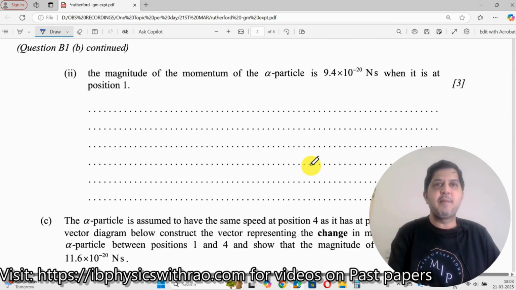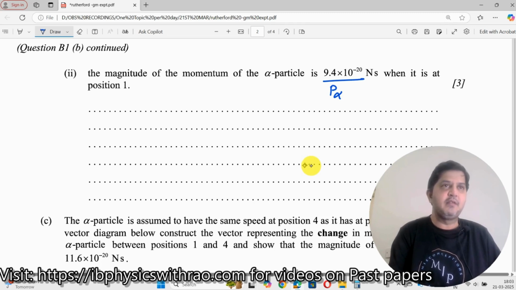The magnitude of the momentum of the alpha particle, P alpha, when it is at position 1, is given, and you need to show it. Now, how do you show this? What is the magnitude of the momentum? Momentum of this alpha particle should be equal to m alpha into v alpha.